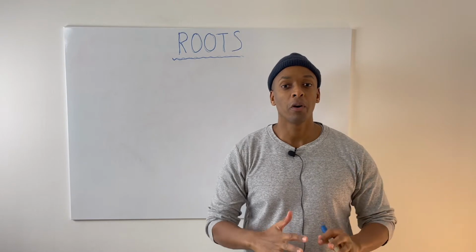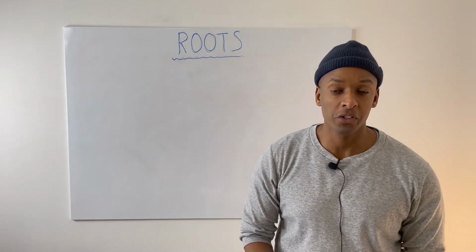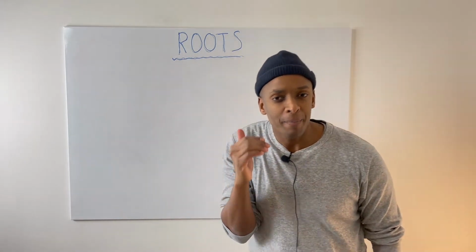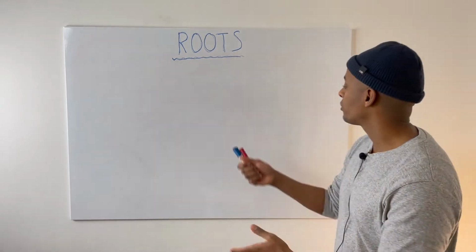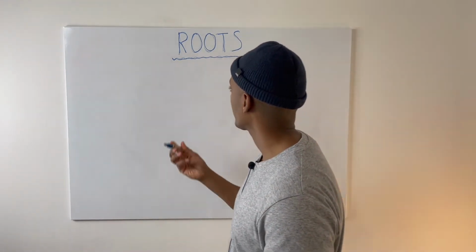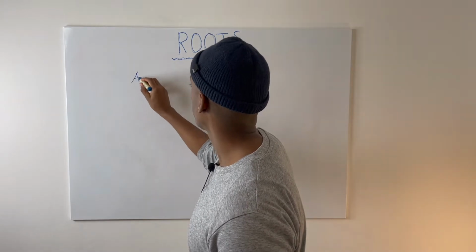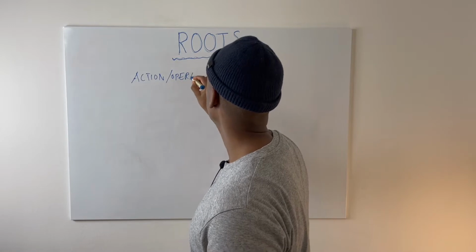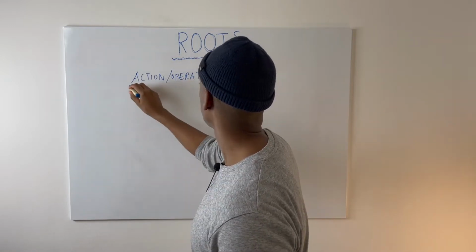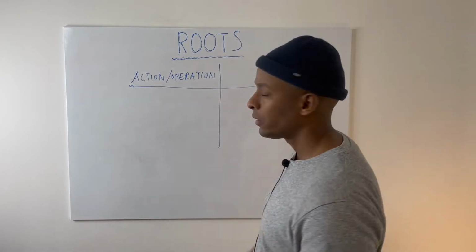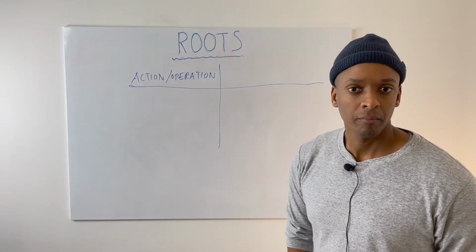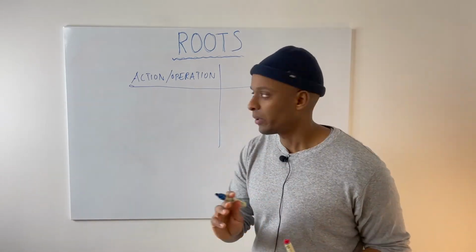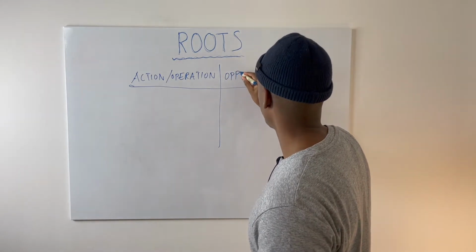Today we're going to talk about roots, and I'm not talking about root vegetables or going back to your roots. We're not doing gardening here. We're talking about mathematical roots, right? And I want you guys to think of it this way. We do an action in math, or an operation, and there's always some kind of opposite operation.